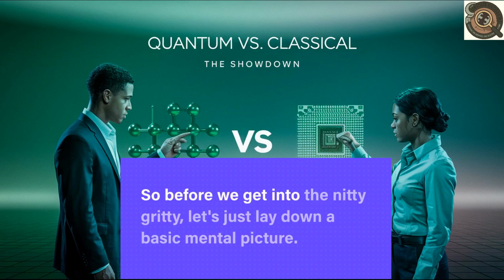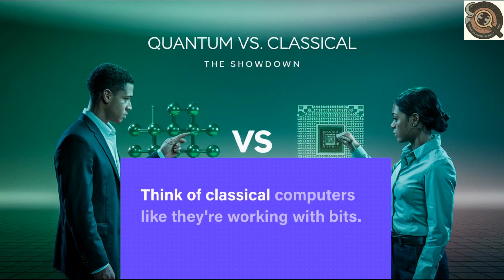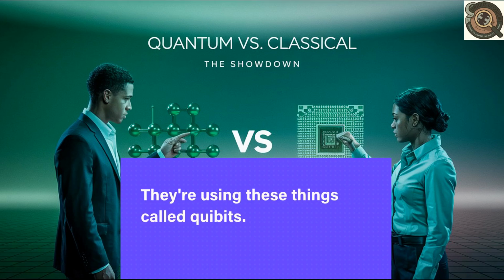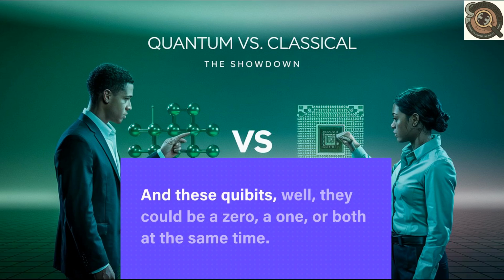So before we get into the nitty-gritty, let's just lay down a basic mental picture. Think of classical computers as working with bits. These are tiny little switches, on or off, a 0 or a 1, very clear cut. They process everything step by step, very predictable. Quantum computers, on the other hand, are different. They're using these things called qubits. And these qubits could be a 0, a 1, or both at the same time.